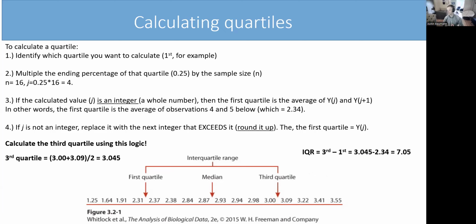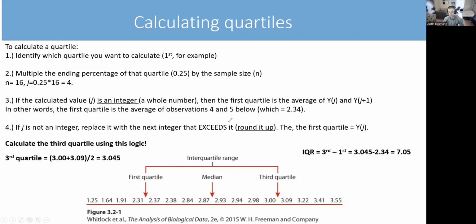Sorry, I didn't tell you how to calculate it. If you want to calculate the interquartile range, it's just the difference between the start of the first quartile and the end of the third quartile. So the third is 3.045 and the first is 2.34. If you subtract, you get 7.05. So if you take your median and you add half of 7.05 to each side, you get your interquartile range, roughly. Pretty cool.